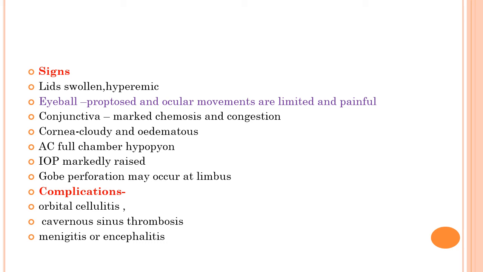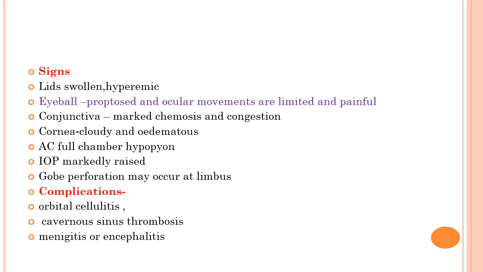on examination very severe chemosis will be there, and you can make out the proptosed eye and limited ocular movements. That is the sign of panophthalmitis, where there are no ocular movements. Then congestion, cloudy cornea, anterior chamber full of hypopyon. Then IOP is markedly raised. Sometimes with the raised intraocular pressure, a globe perforation may occur.